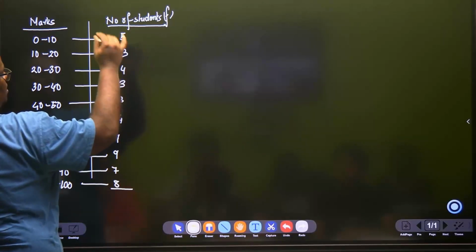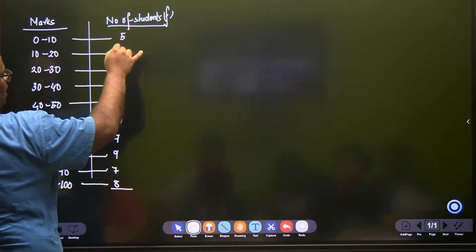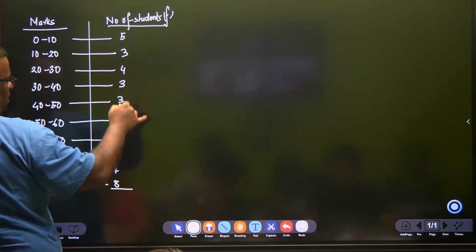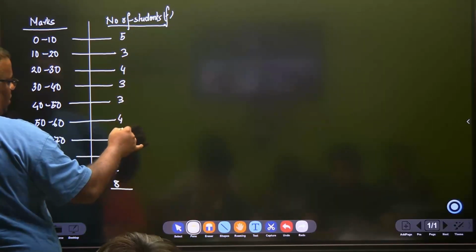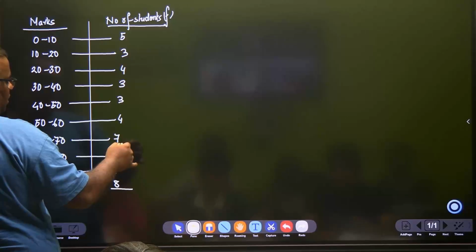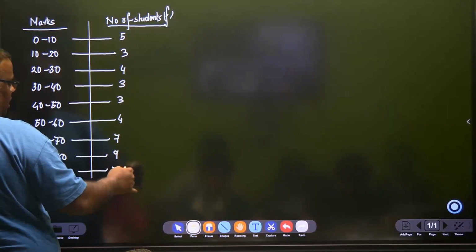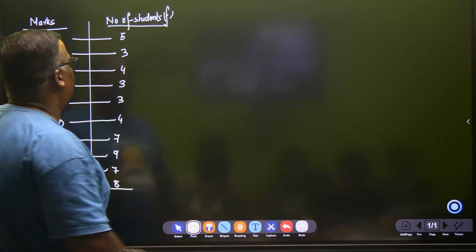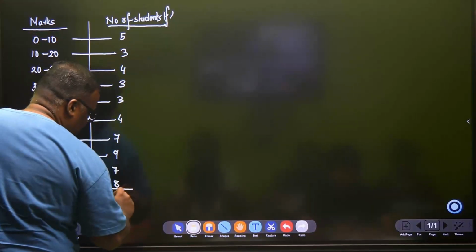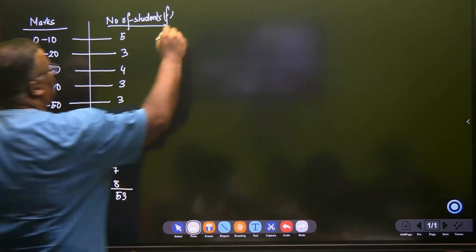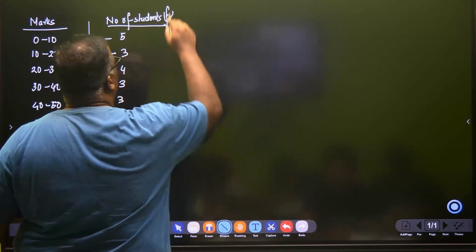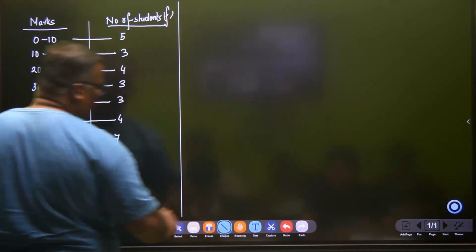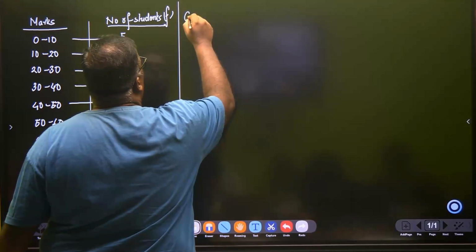5 plus 3, 8 plus 4, 12 plus 3, 15 plus 3, 18 plus 4, 22 plus 7, 29, 9, 38, 38 and 8 makes it 46, 46 and 7 will make me 53. So 53 is the number of students. In this calculation, we will use 53 at one point. We'll see that. Now we need to plot something which is known as cumulative frequency.